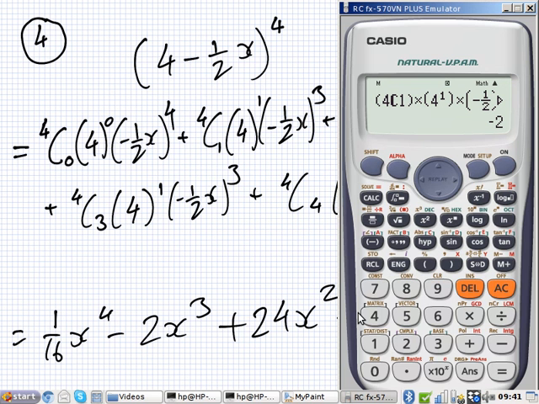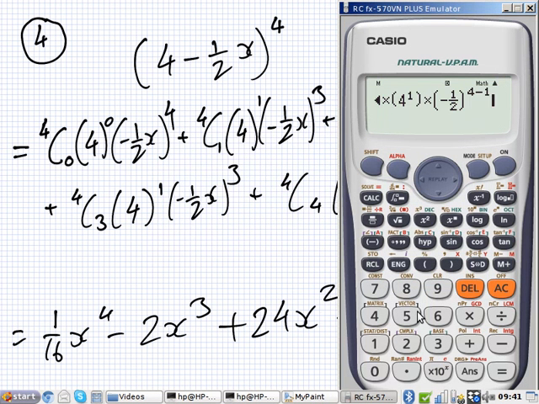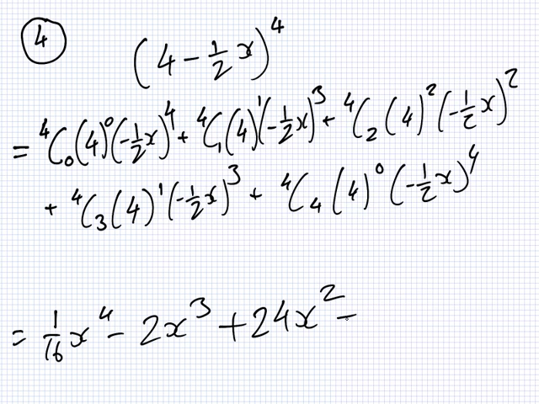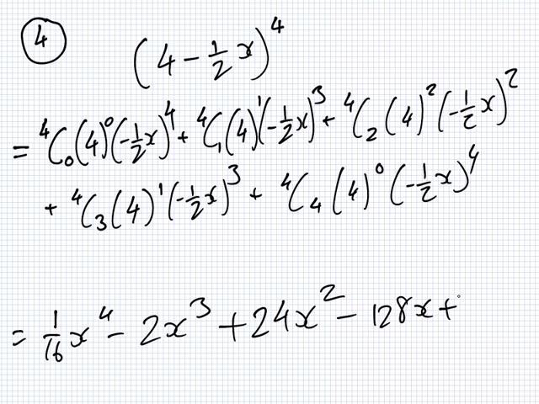2. No? Minus 2x? Did I make a mistake? What one am I on now? Oh, I'm on 3, is it? Sorry. 3. What did I do previously? Was it right? 128, thank you, sorry. And then the last one, this is a 4. 256, okay.